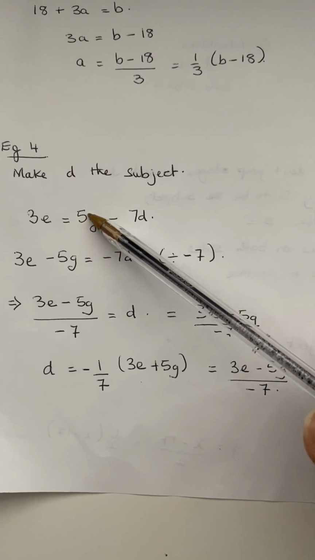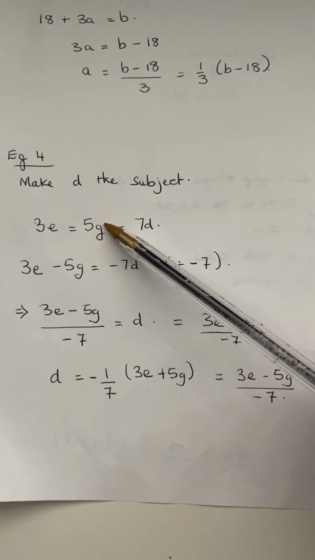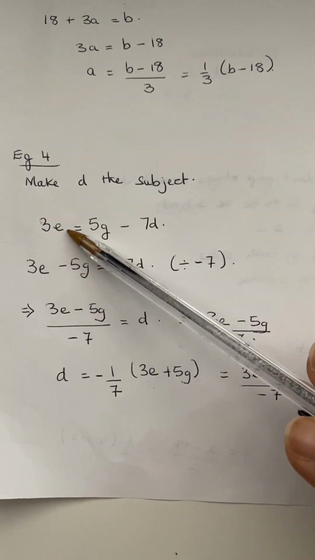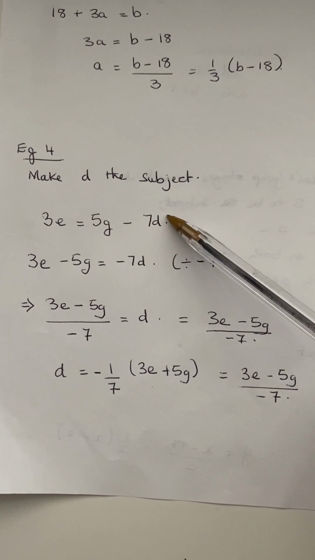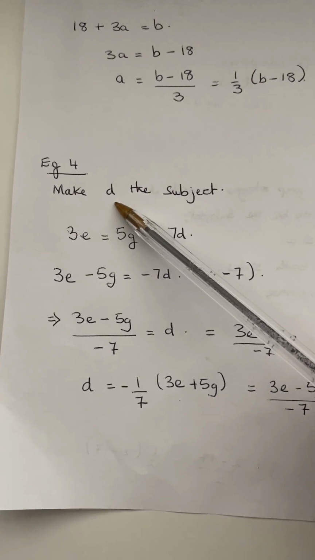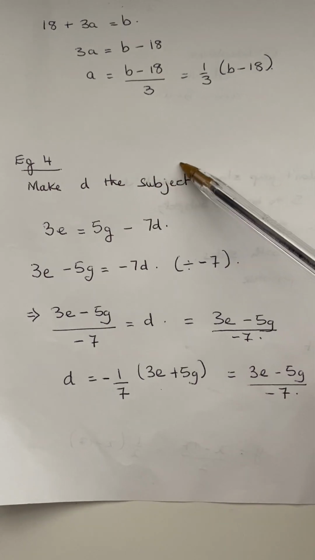If they say make g the subject, then your answer should be g equals something. Okay, if they say make e the subject, your answer should be e equals something. So don't just assume, look at what they are asking you to do and do that. So you need to be careful.